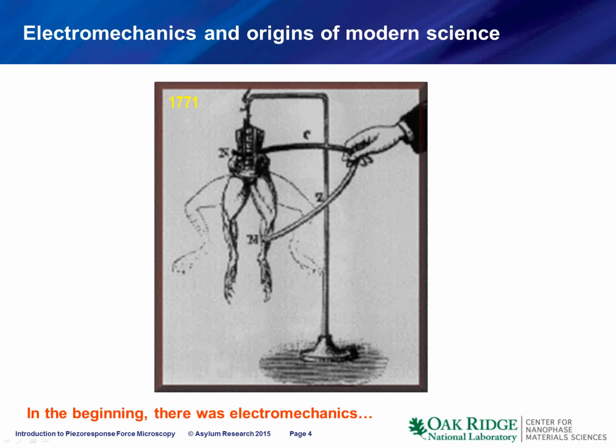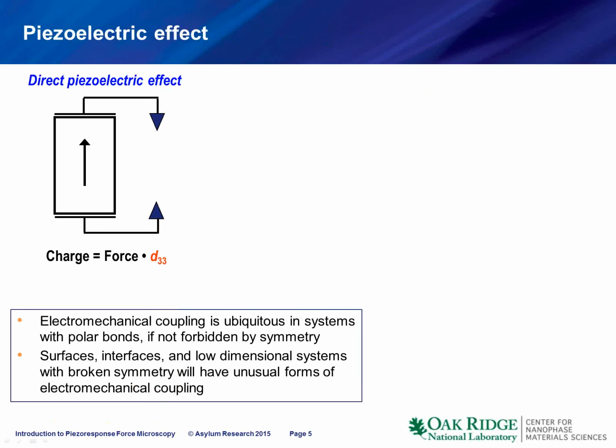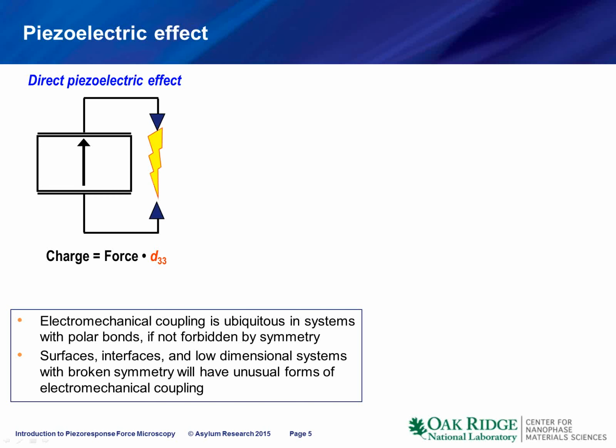So we can say that in the beginning of modern science, there was actually electromechanics. And of course, frog leg is a very complicated system. The simplest form of the electromechanical coupling is the piezoelectric effect. And in this case, we can sort of separate two effects. We can have the direct piezoelectric effect. If we have a crystal and we apply force, we will generate the charge on the crystal surfaces. And this is how the electric lighter, for example, works.